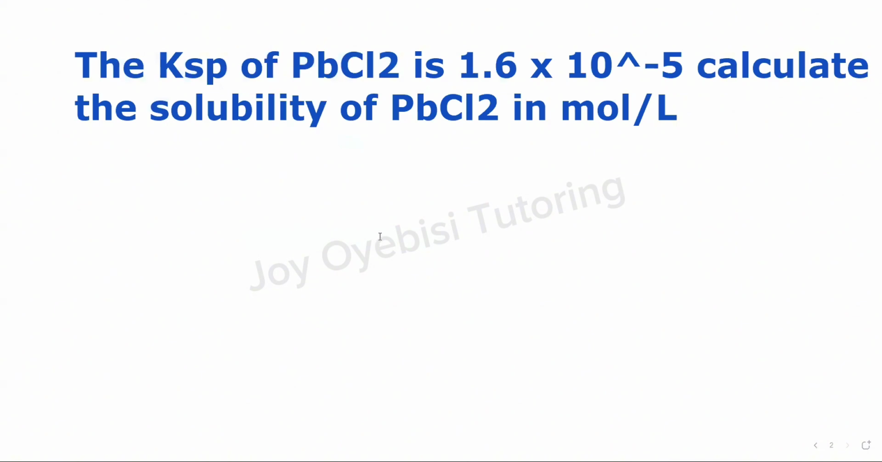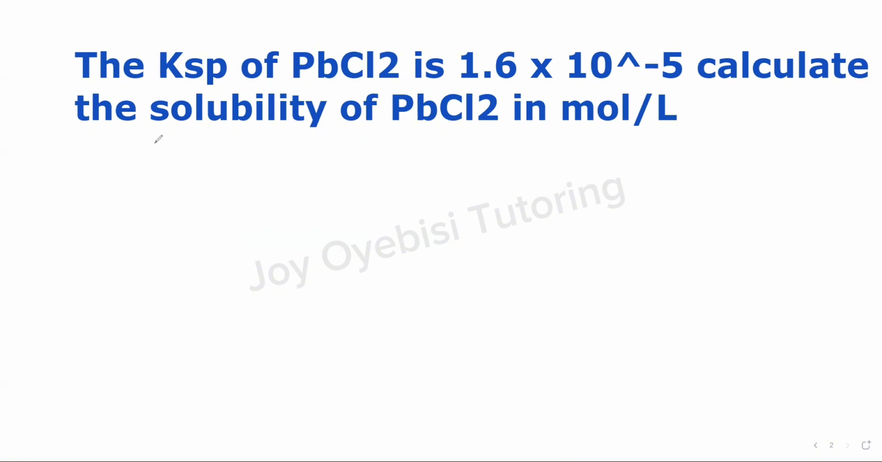The second question I have says the Ksp of PbCl2 is 1.6 times 10 raised to the power of -5. Calculate the solubility of PbCl2 in moles per liter. So this is more like the opposite of what we did before. The other one, we calculated the Ksp from solubility. This time we're calculating the solubility from the Ksp.